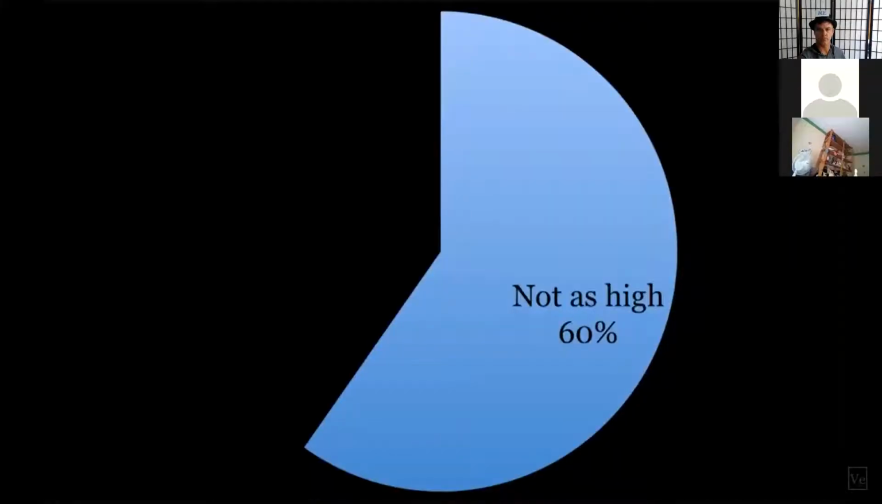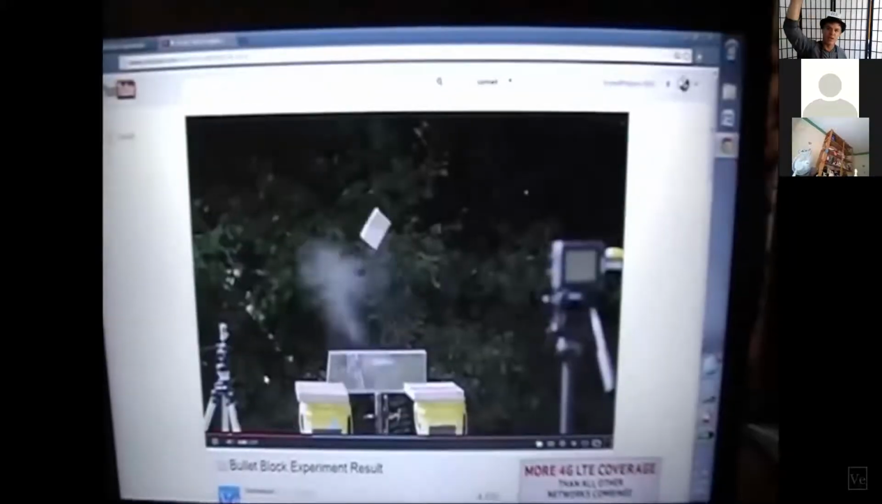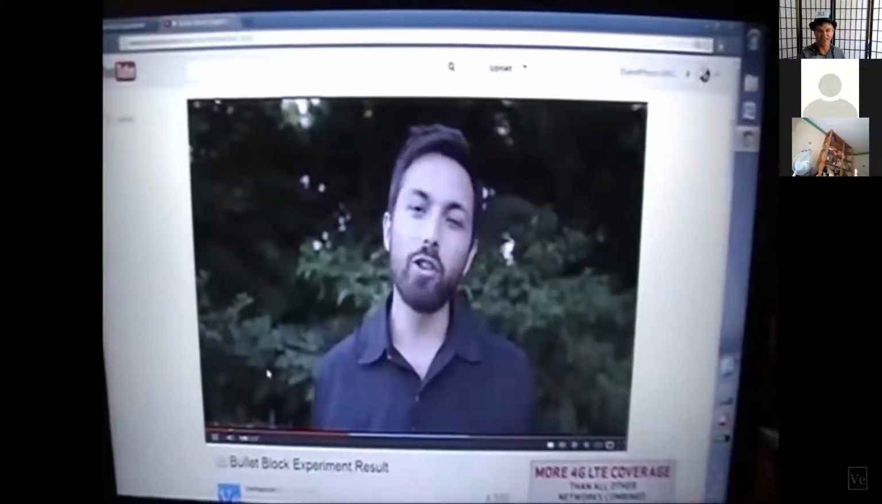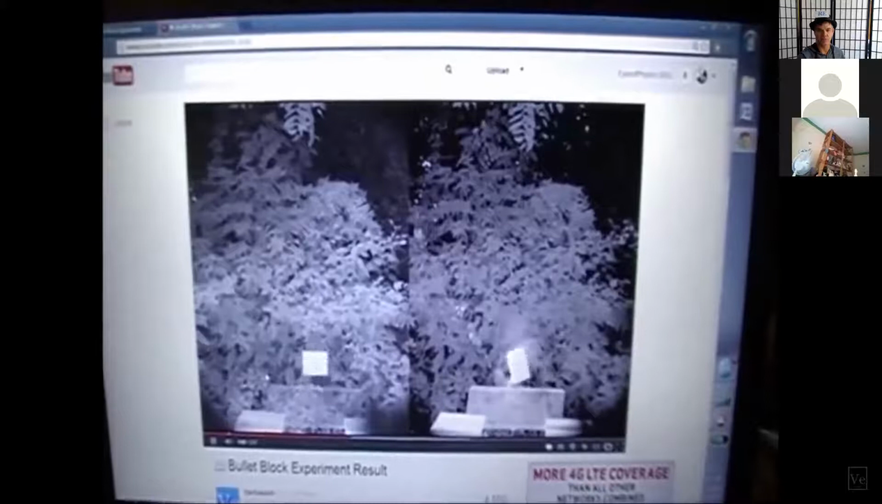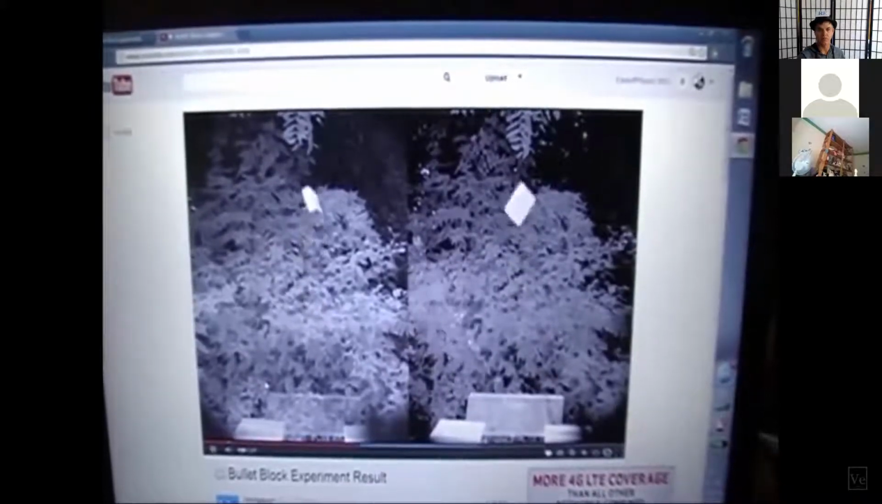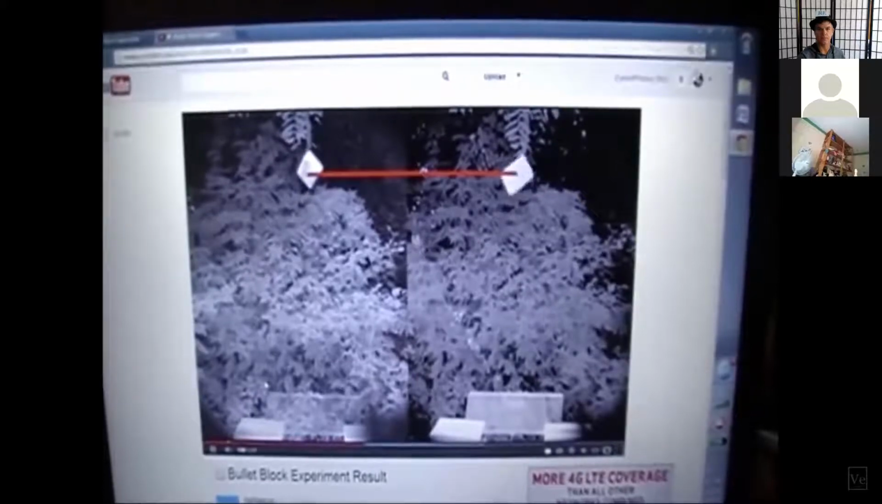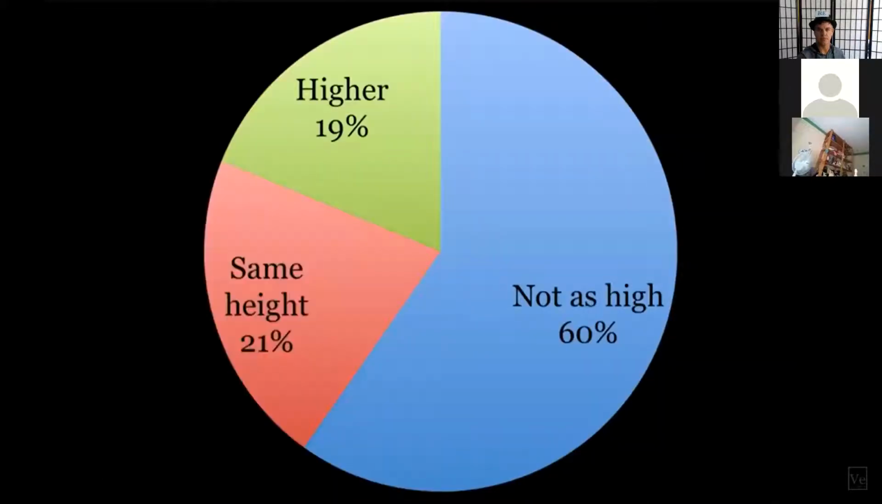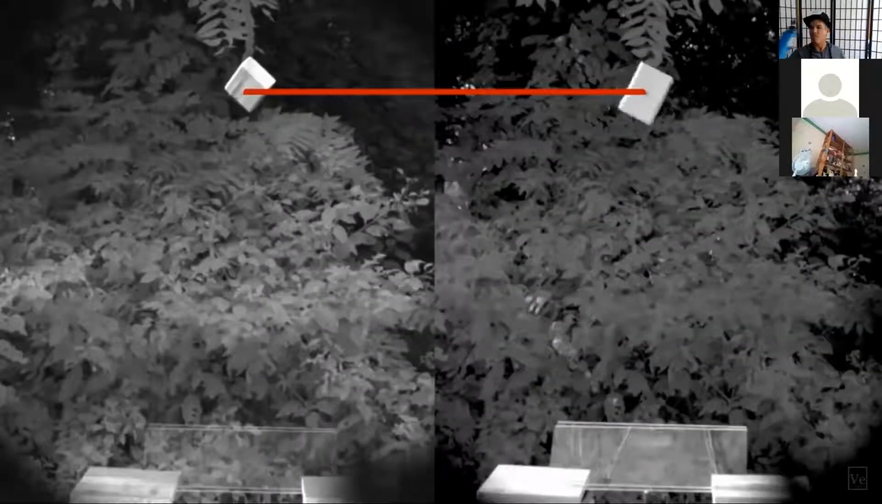So the question was, compared to the block shot straight through its center, how high would the block shot to one side go? Now, 60% of you predicted that it wouldn't go as high. That's what I predicted. That's what John predicted. Now, check out the high-speed footage. You can clearly see that both blocks are the exact same height. 19% said that it would go higher, and only 21% correctly predicted that both blocks would go to the exact same height.